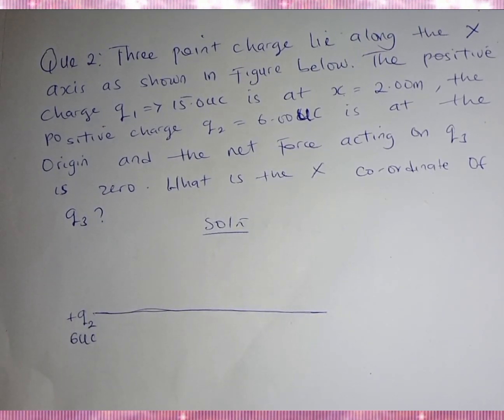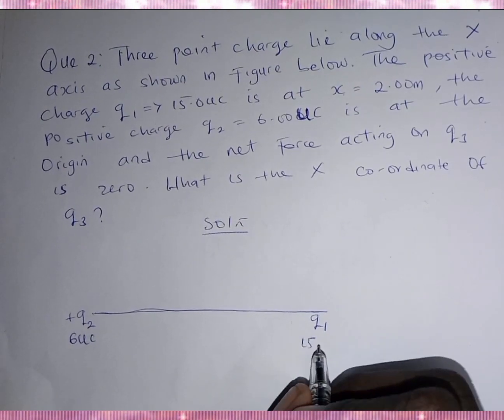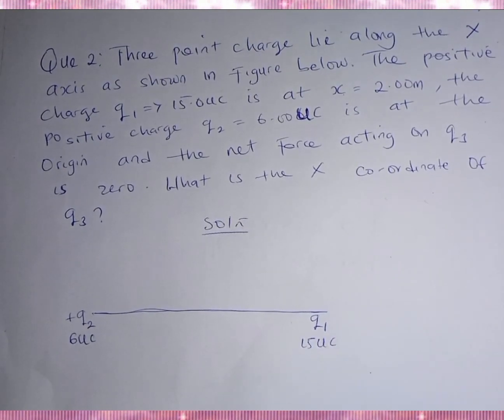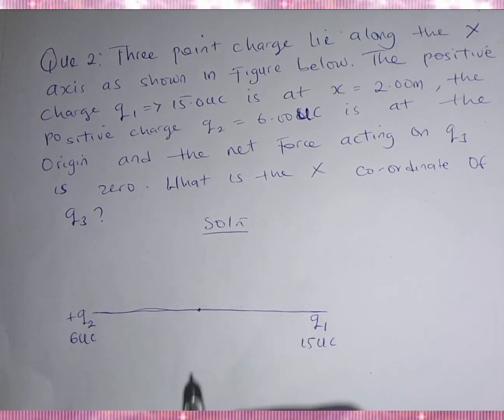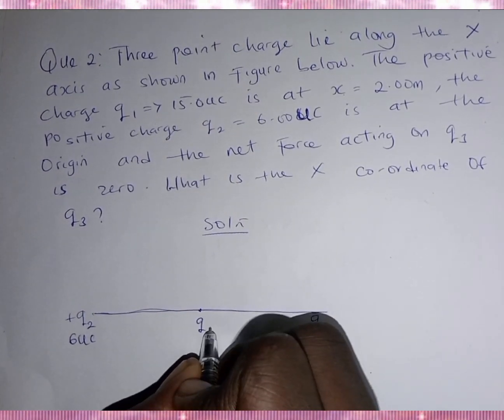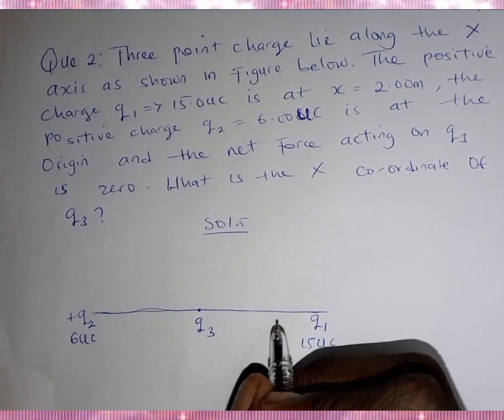Now the net force acting on Q3, that is, Q3 should be at the middle. So therefore Q1 and Q2 are having net force on Q3 at the middle. So therefore Q1 will be at this end, which is now 15.0, still 15 microcoulomb. So therefore at the middle there will be a force which is now what? Q3. So this force also is what?